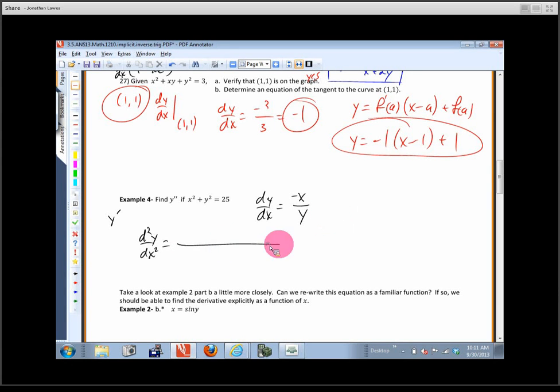So here's what we do. I'm going to do the bottom times the derivative of the top with respect to x, so that's going to be a -1, minus the top times the derivative of the bottom, so that's going to be dy dx. Derivative of the bottom, bottom's y, derivative of y with respect to x is dy dx. All over the bottom squared, so that's going to be y squared. Any questions there?